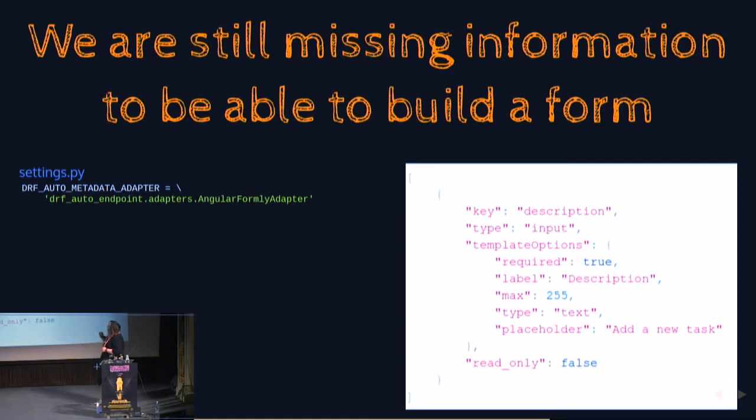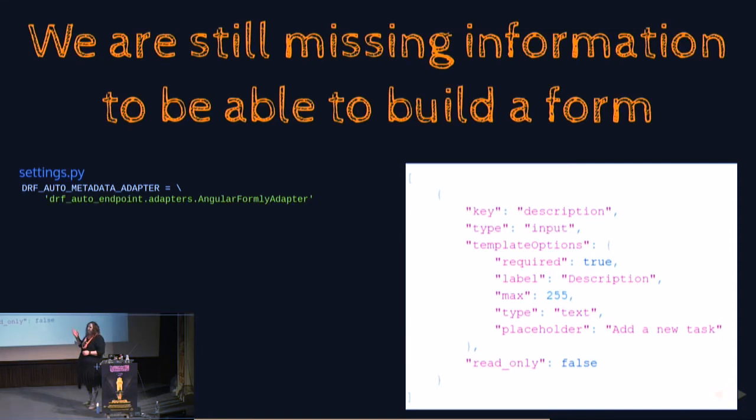So for example, here I'm using the Angular Formly adapter. Formly is a library for Angular 2. Well, there's a version for Angular 1.2, and it's supposed to work on Angular 4. And this information is going to send you more information. This morning, Tom talked about JSON schema. There's also an adapter for JSON schema. Both Formly and JSON schema are great to render forms. They're still missing some information.